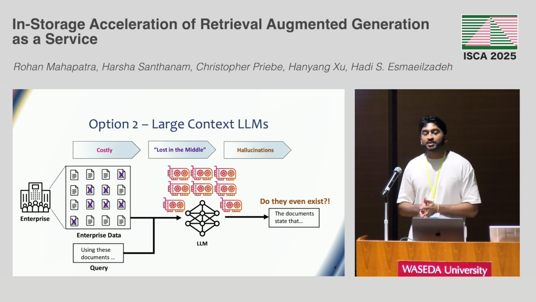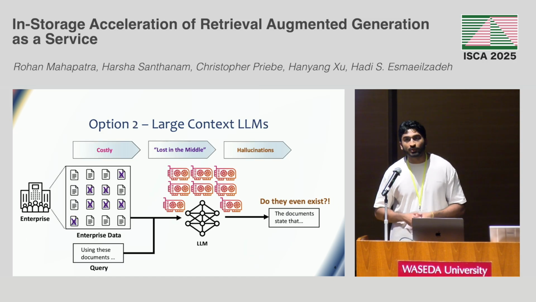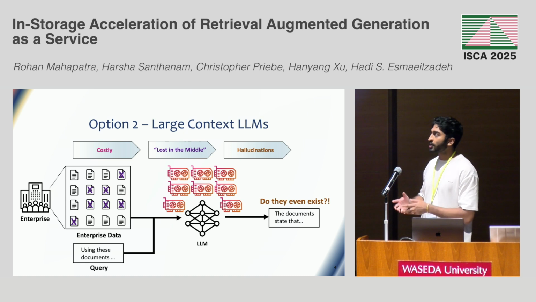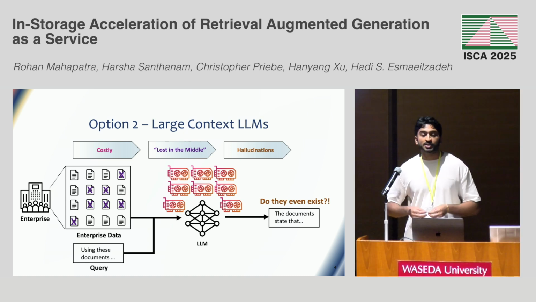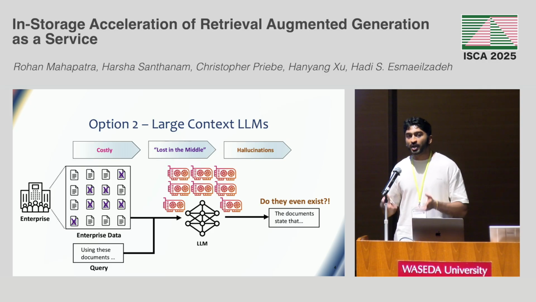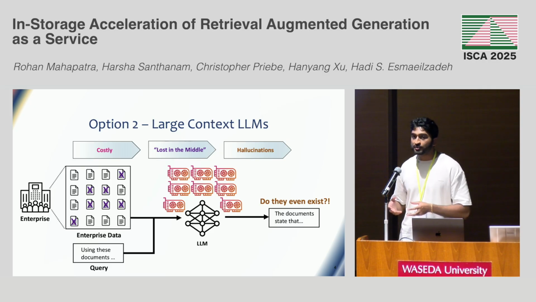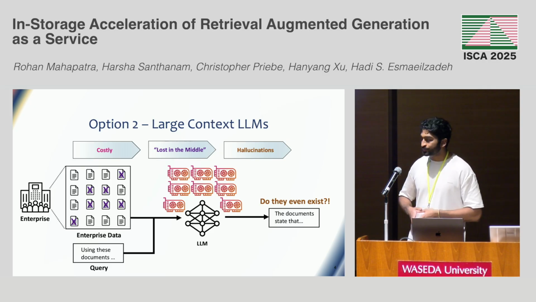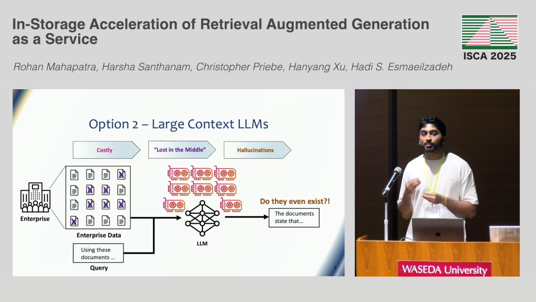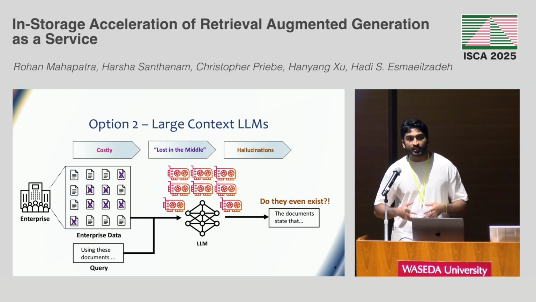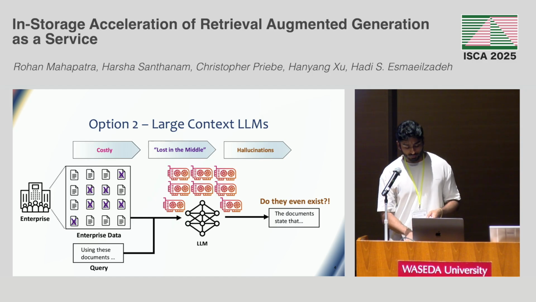The second option is large context LLMs. For large context LLMs, you take a large part of your enterprise's data, pass it to the LLM with the query as additional context to generate a response. But because your context is so large, you need a lot of GPUs, and again, this is very expensive. The other issue is LLMs have been shown to be bad at finding specific details in a large context that are most relevant to a query. And finally, you still have hallucinations.